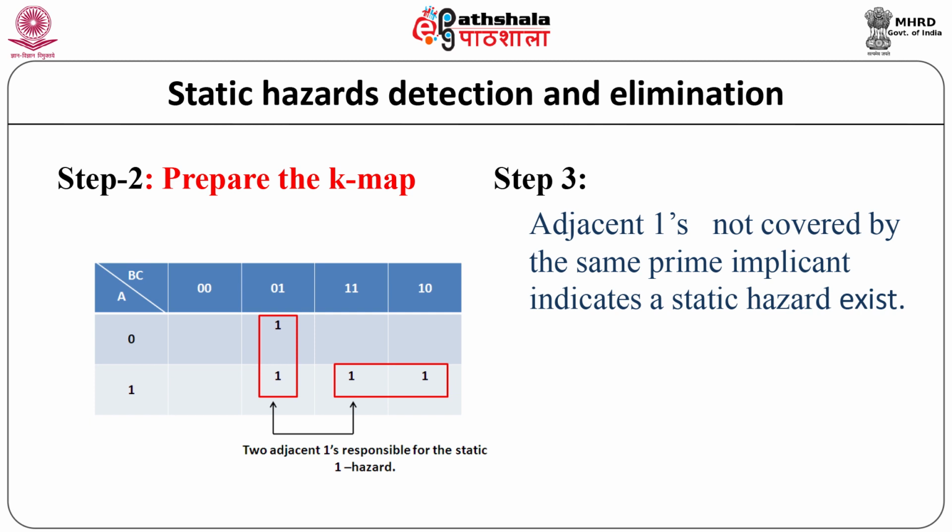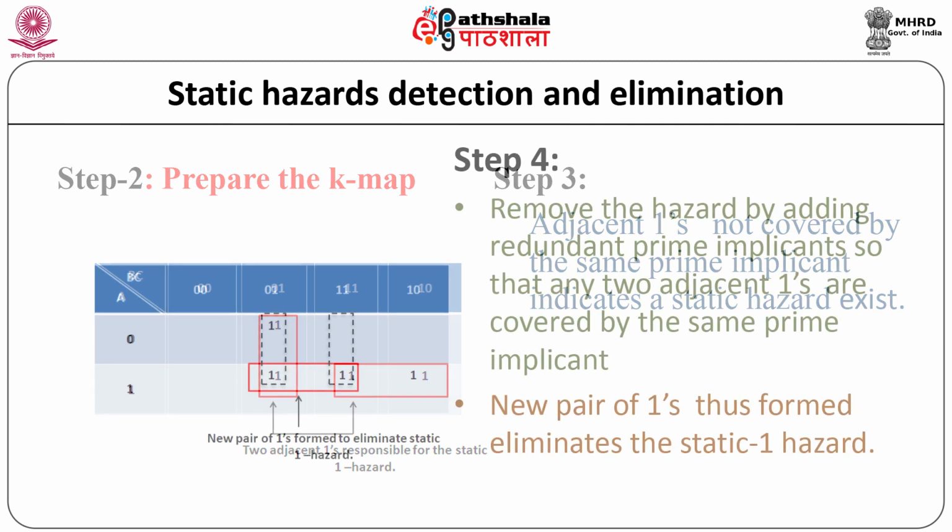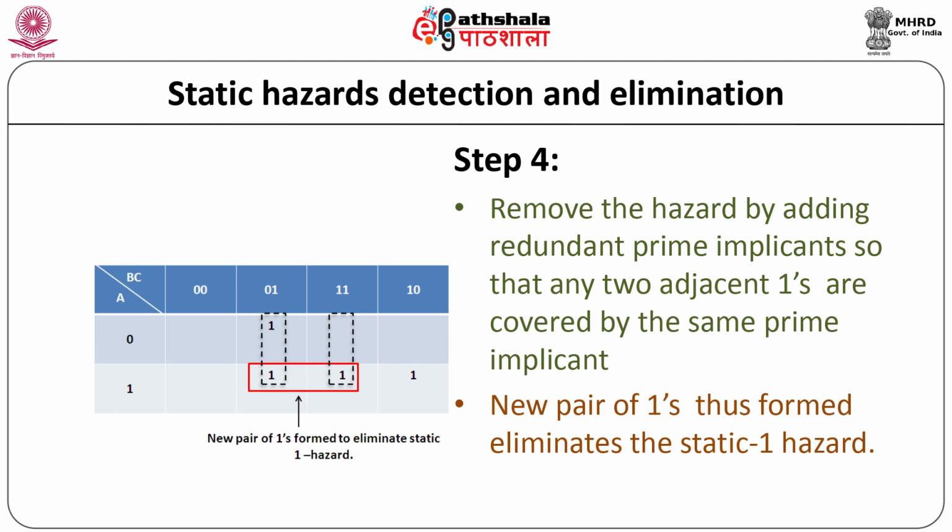Step number 3, these adjacent ones not covered by the same prime implicant indicate there is a possibility of static hazard. Remove the hazard by adding redundant prime implicants so that any 2 adjacent ones are covered by the same prime implicant. Group the 2 adjacent ones responsible for static 1 hazards into another pair. The new pair of ones is thus formed, and it will eliminate the static 1 hazard.